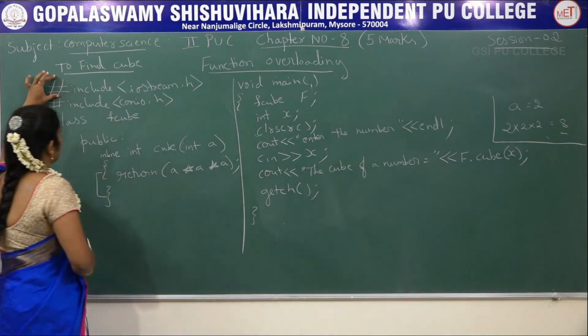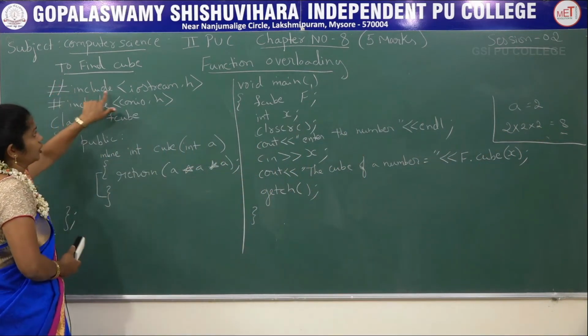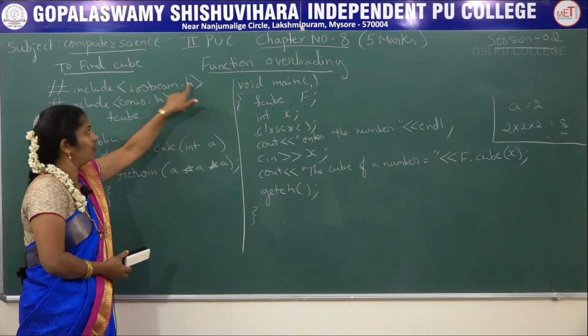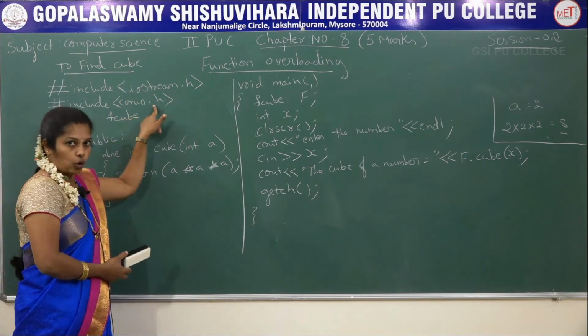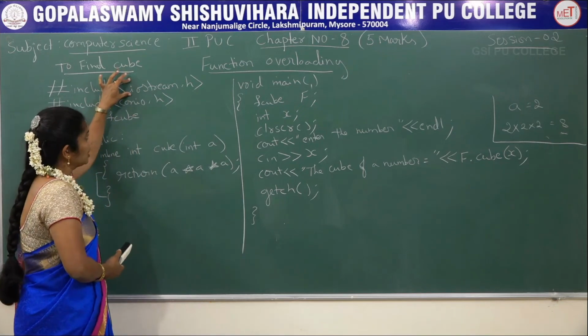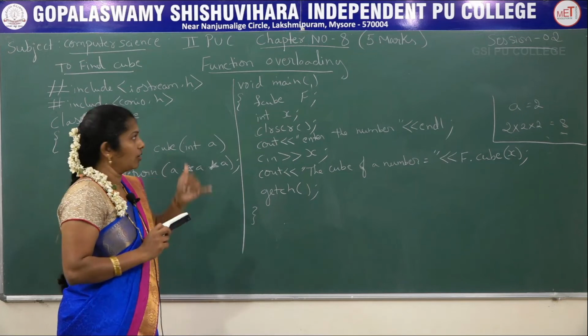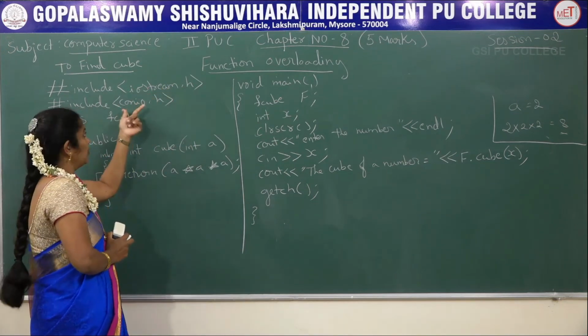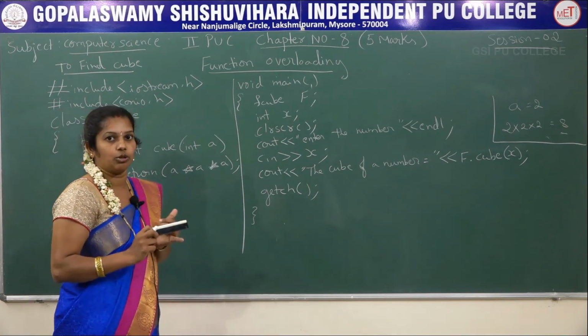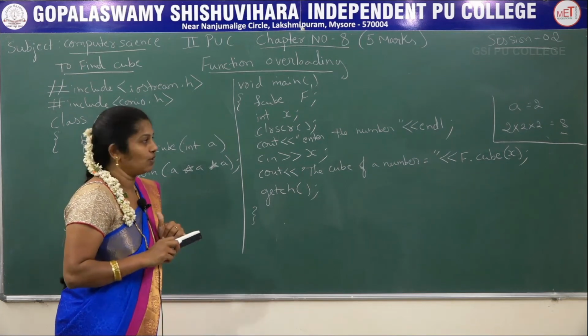That's why we start with the header files: #include iostream.h, then #include conio.h. The iostream.h header file is for cin and cout functions to work. Then the conio.h header file is used for clear screen as well as the getch function.